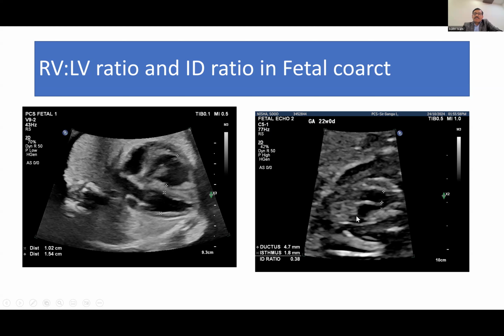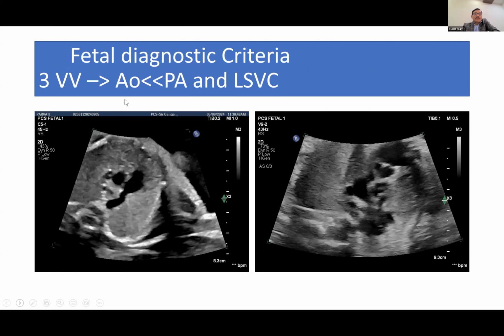In this triple vessel view, from the ascending aorta to the descending aorta, this is the isthmus. This is the ductus, from the PA to the descending aorta. So the ID ratio can be taken, and if it's less than 0.7, it's a highly sensitive marker for fetal coarctation. This was a 22-week fetal female. So let's learn this part.